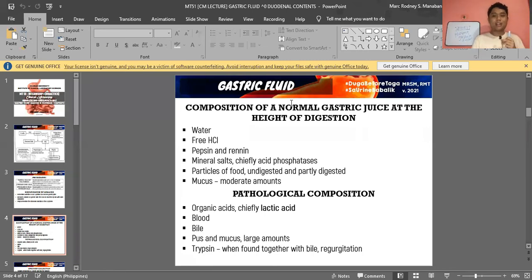Remember, trypsin is secreted by the pancreas, all right? And the pancreas, remember from your anatomy, goes directly to the duodenum, the small intestine. So it should not reach the stomach. There could be regurgitation, it goes back here, maybe due to a problem with the sphincter muscle of the stomach that controls the passage of food or chyme from the stomach to the small intestine. So those could be the problems. Okay? So that's the pathologic and the normal composition of your gastric fluid.